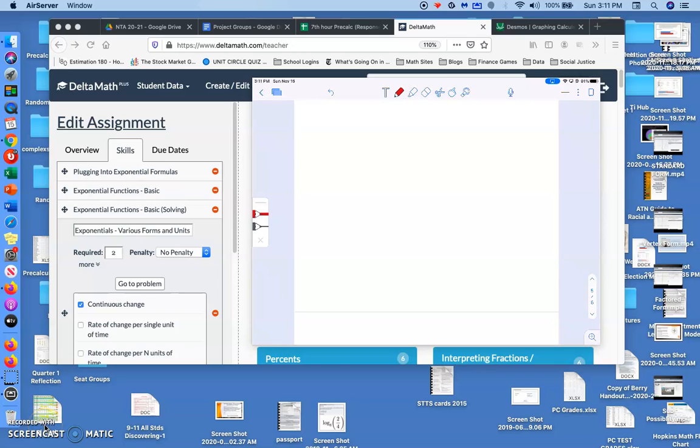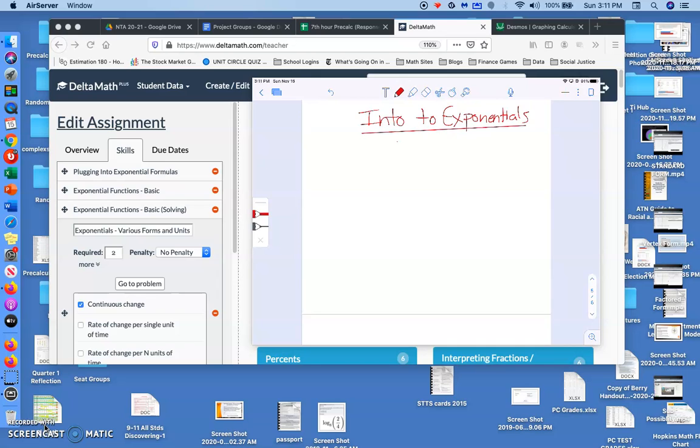Today we're going to take a look at an intro to exponentials. Specifically, we're going to take a look at where exponential equations are used. So you can title your notebook Intro to Exponentials, because our new chapter is all going to be about exponentials and logarithms.